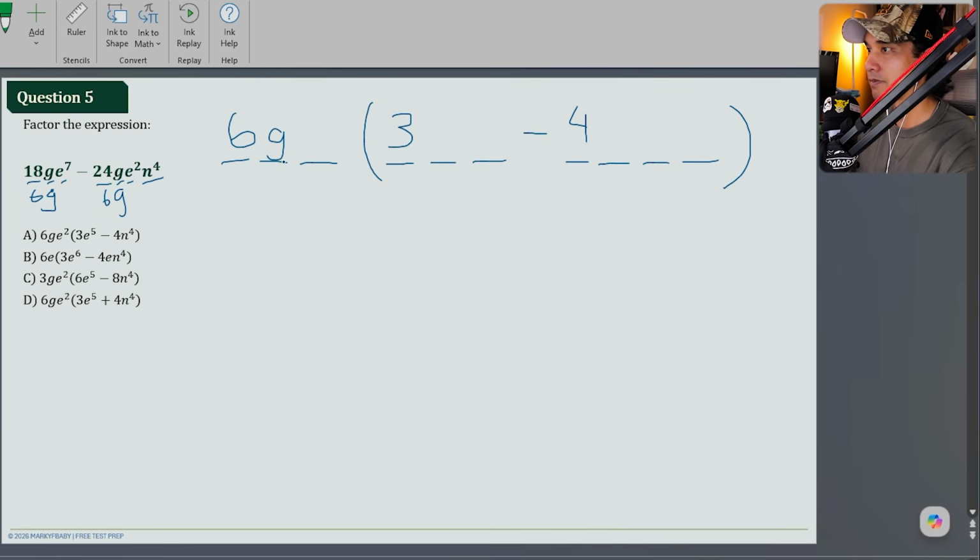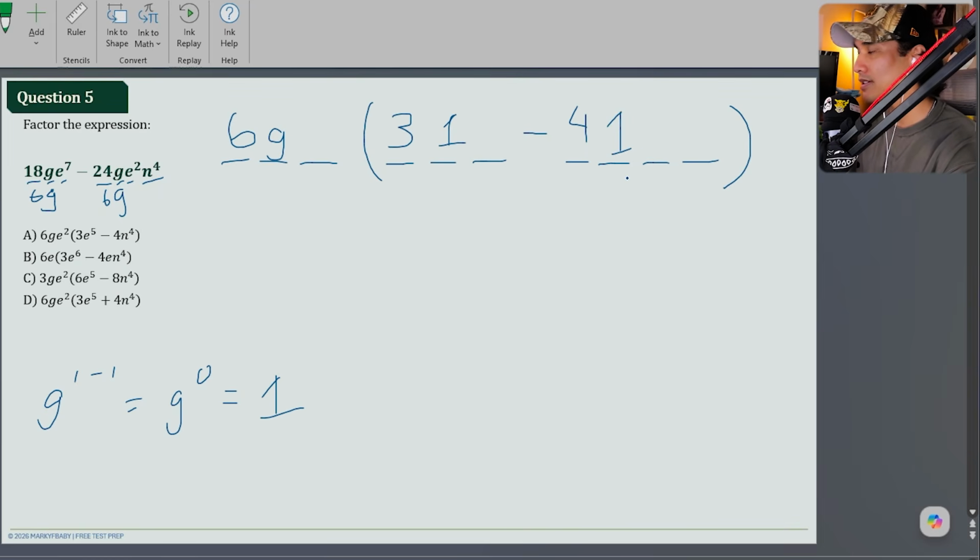So I put a G here. And then G divided by G, or G to the 1st power divided by G to the 1st power, equals G to the 1 minus 1, equaling G to the 0 power, equaling 1. Okay, so we put a 1 right here. If you feel super comfortable about what I'm doing, you don't even have to do this. You could just do this real quick in your head, but I'm just showing you the bare bones for you to understand.